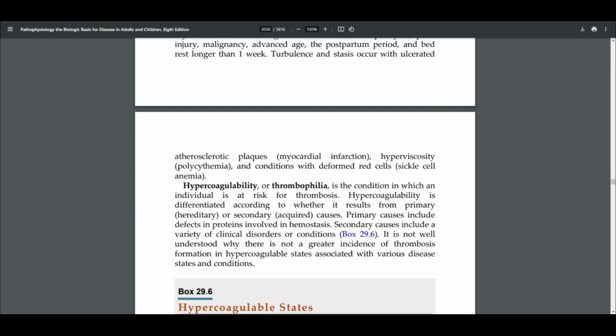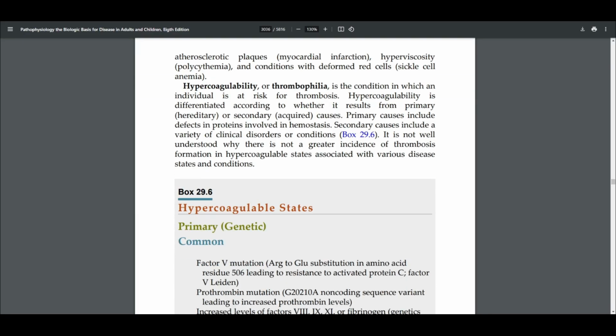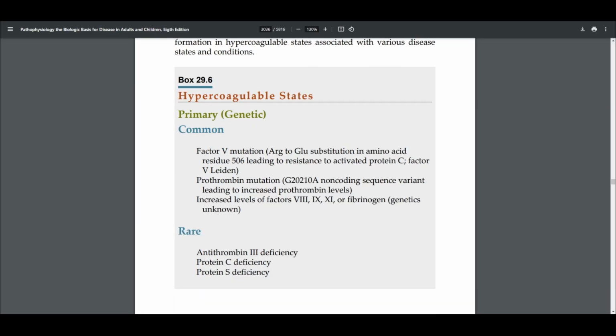Hypercoagulability and thrombocytopenia are conditions in which an individual is at risk for thrombosis. Hypercoagulability is differentiated according to whether it results from primary or secondary causes. Primary causes include defects in proteins involved in hemostasis. Secondary causes include a variety of clinical disorders and conditions. It is not well understood why there is not a greater incidence of thrombosis formation in a hypercoagulable state associated with various diseases. So here are the different hypercoagulable states, whether primary or secondary.